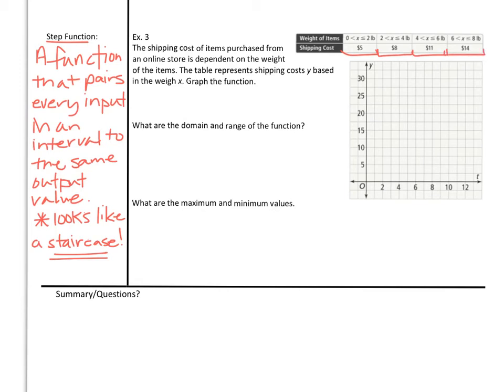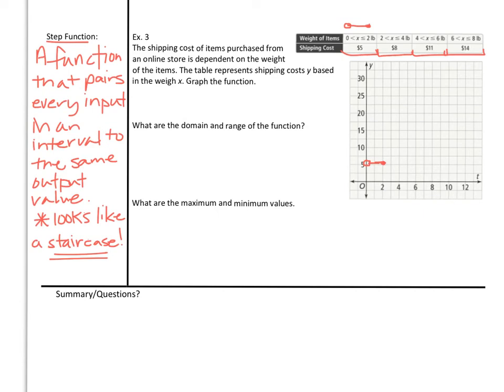Anything that weighs from 0 to 2 pounds has the same output of $5. Notice for 0, it's going to be an open dot because of the inequality, up to 2 pounds, which is a closed dot because of the inequality. And the output is going to be $5 each time. On the graph, it'll look the same as that segment up above. We'll have an open dot at 0 and a closed dot at 2. Anything within that weight has a shipping fee of $5.